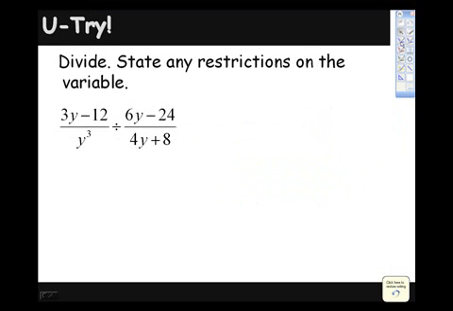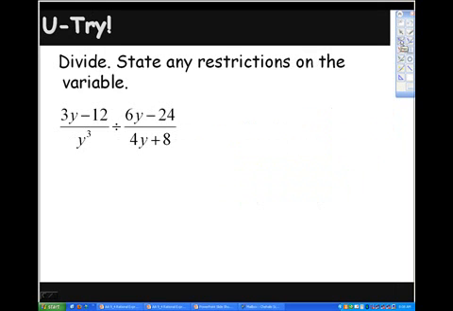Here's another one for you to try. You're dividing this time. Okay. The rule for division is just to invert and multiply. So let's do that. We're going to change this to multiplication. And I'll factor on the fly here. On this numerator, I can take out a 3. That leaves me a y minus 4. The denominator I can't do anything with, so we'll just write it down.